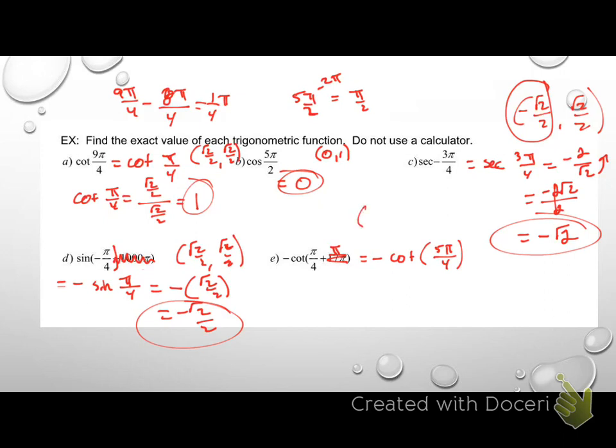Well, 5 pi over 4 is an over 4, so the coordinates are both going to be radical 2 over 2. 5 pi over 4 puts us in quadrant 3, right? So quadrant 3 means we're going left and down, so both of these guys are going to be negative.